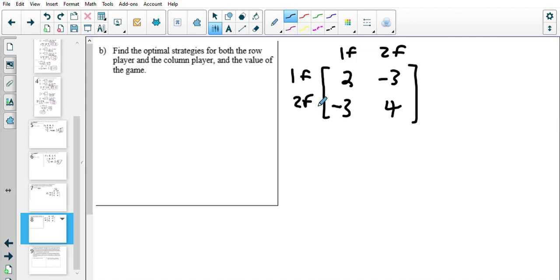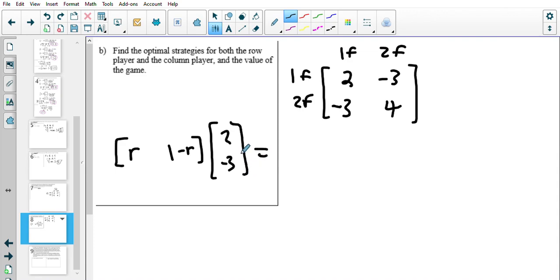So let's find the optimal strategies. The row player will start with an arbitrary strategy of R and 1 minus R, and we'll compare that to the two columns. R times 2 is 2R, and 1 minus R times -3 is -3 plus 3R, or 5R minus 3.